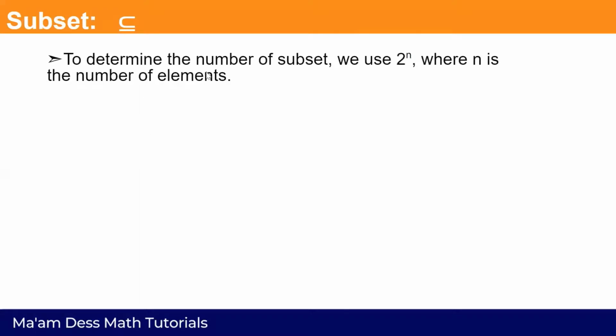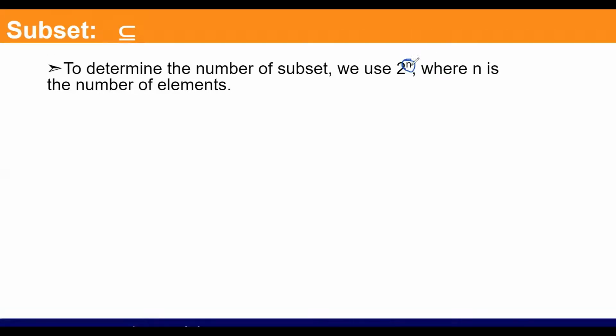Another one. To determine the number of subsets, we use 2 raised to n, where n is the number of elements. So use 2 raised to n. Here, n is the number of elements. Okay? So next.